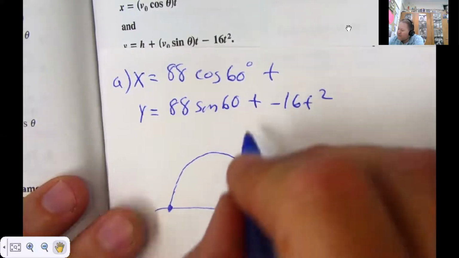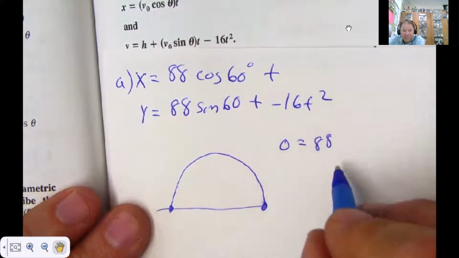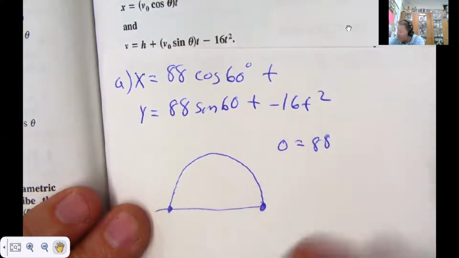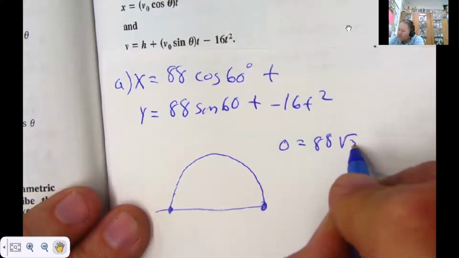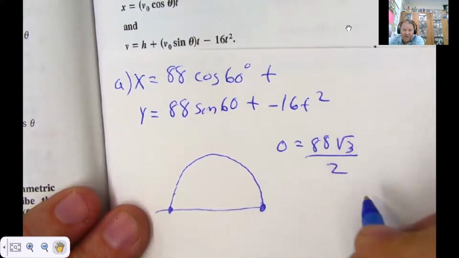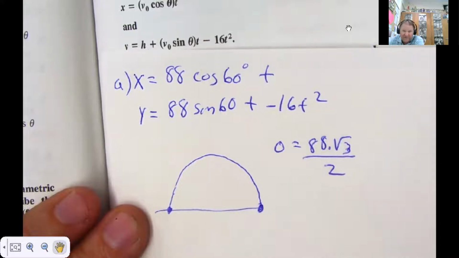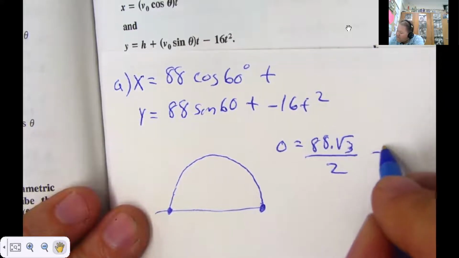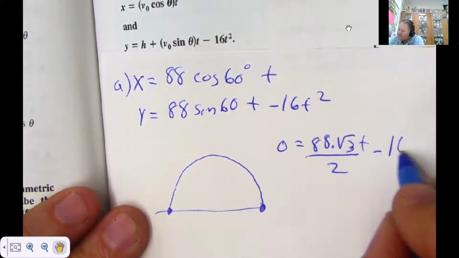Let's do that. This would be 0 equals 88 times the sine of 60. I know the sine of 60 is root 3 over 2. I think I'll just put it in there. I can just punch numbers in the calculator. I guess it's just easy to put sine of 60. Minus 16t, forgot the t here, t, minus 16t squared.